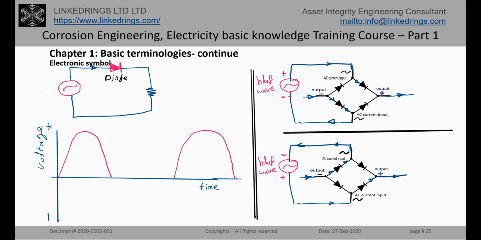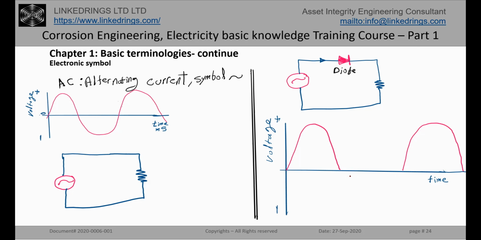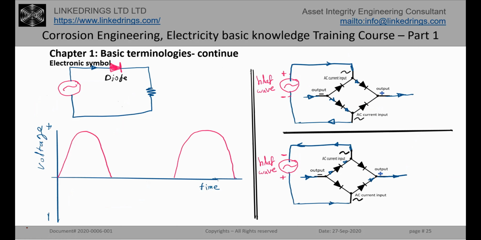So it's positive, and the current cannot go in this way. This is a secondary circuit, or half wave. We call it half wave. So this is the half wave.